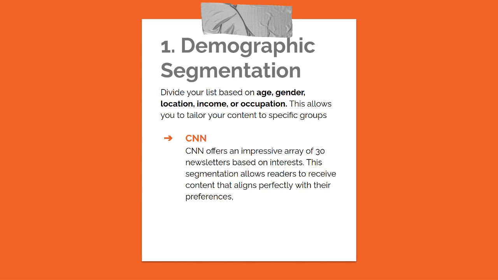So to give you an example, CNN has, like I mentioned, 30 different newsletters, and they're divided based on demographic. They have a newsletter for students. They have a newsletter for Spanish speakers. They have a newsletter for weather, which is then divided up into regional areas. They have a newsletter for wealth, which is targeted to people of a higher income, and so forth.